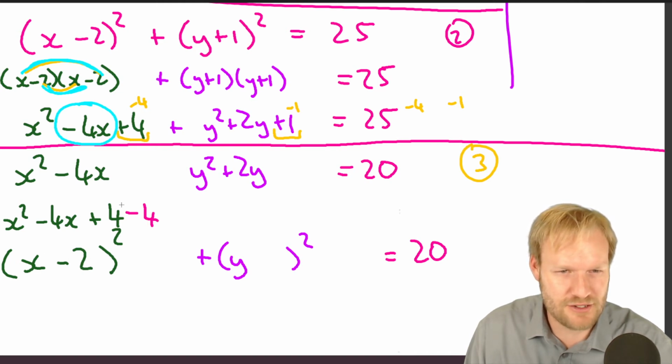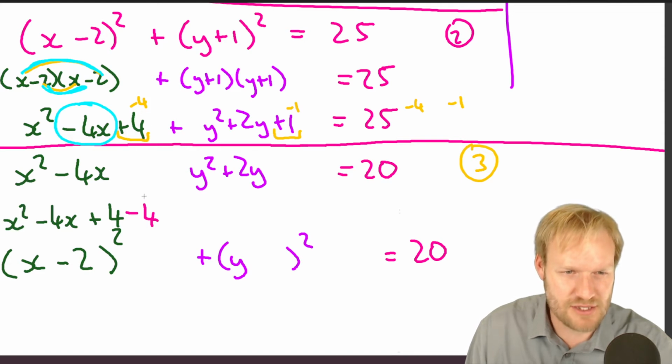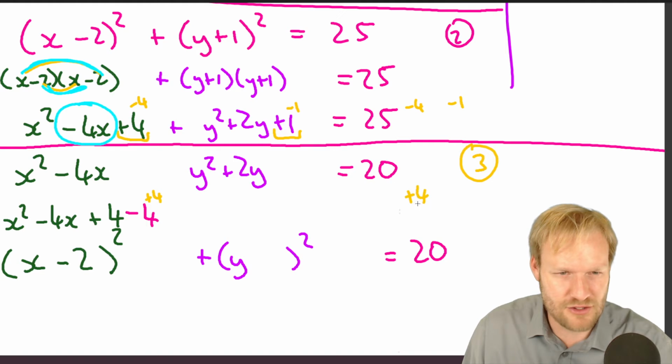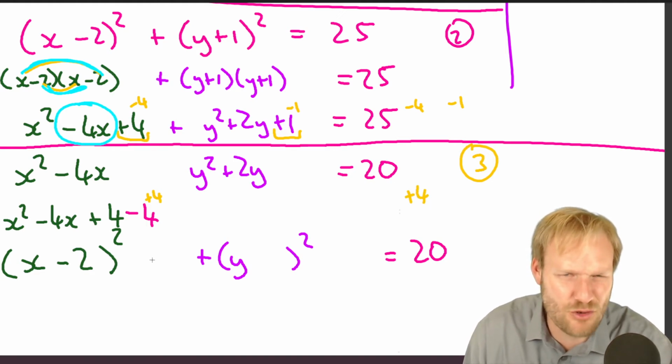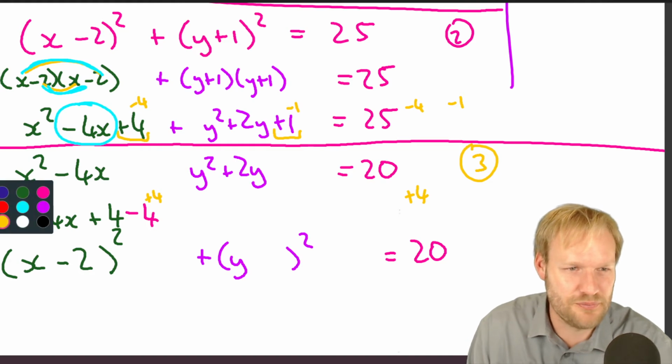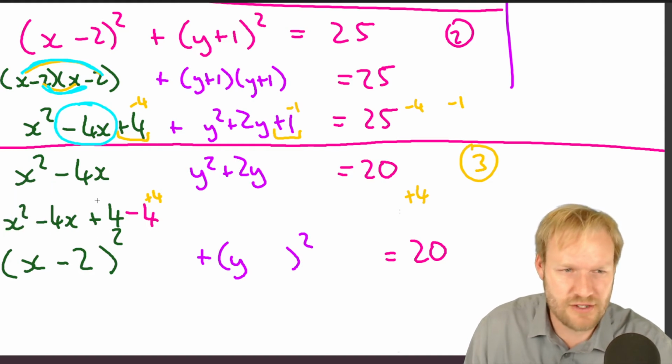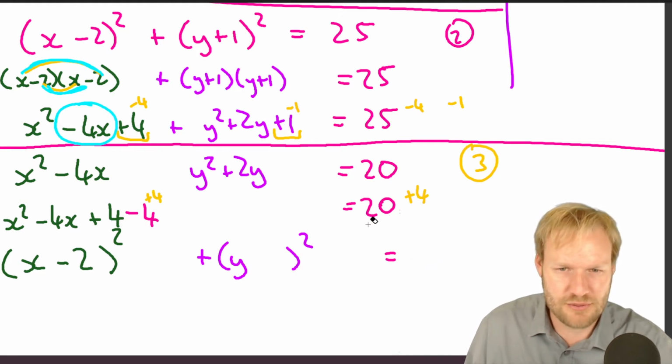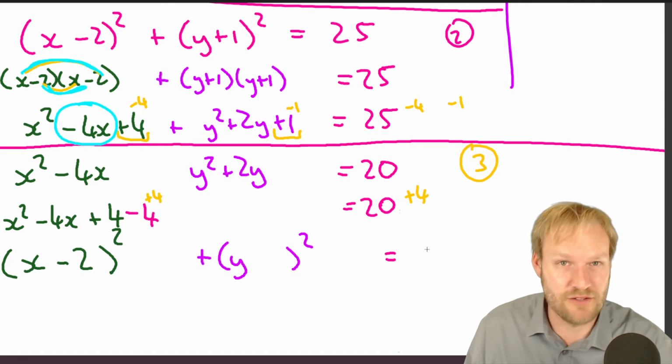Now we've got this minus 4. Now remember, we just added to both sides of our equation. So if we add 4 to that side, we're going to add it to this side. So we've just got the x minus 2 squared. We don't want a plus 4 or minus 4 outside the brackets here. So let's just fill in that part there and say equals 20, plus 4. So this bit on the right-hand side so far is 24.